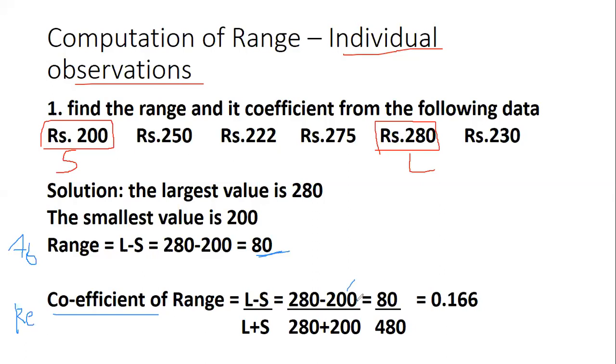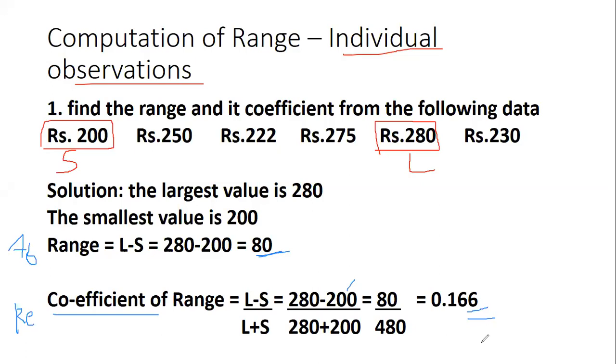If you see the calculation, 280 minus 200 will be 80, and 280 plus 200 will be 480. So it is 80 divided by 480, which is equal to 0.166. So the coefficient of range, the ratio way of giving the measurement, is 0.166. This is how we calculate a range for an individual series.